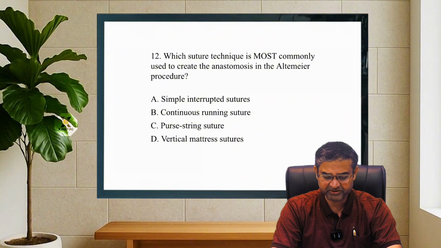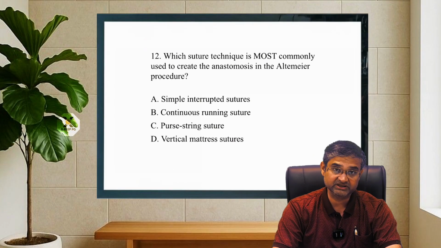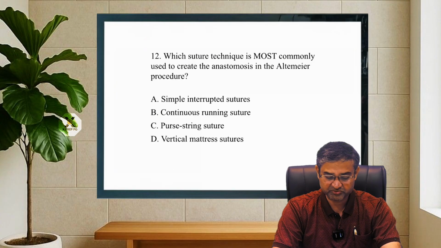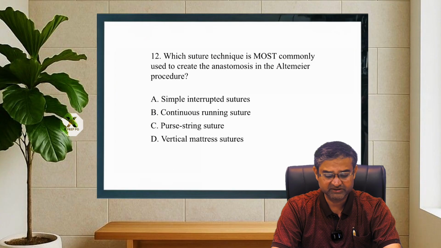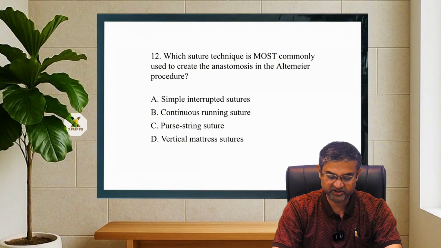In that, the prolapsed rectum is pulled out, redundant rectosigmoid is resected, and coloanal anastomosis is created. The anastomosis is typically performed using purse string suture, which allows circumferential approximation, helps to prevent anastomotic leak, and is ideal for low coloanal anastomosis done perineally.